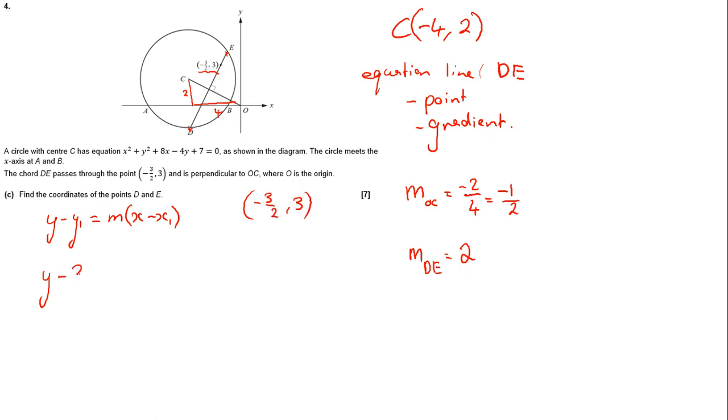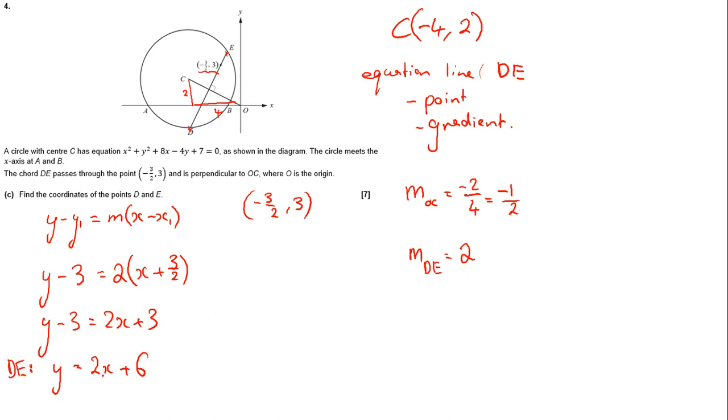So y minus 3 is equal to 2 times x minus minus 3/2. All right, let's do some expansion. So we've got y minus 3 is equal to 2x plus 3. So y is equal to 2x plus 6. We now have the equation of the line. So this is DE.